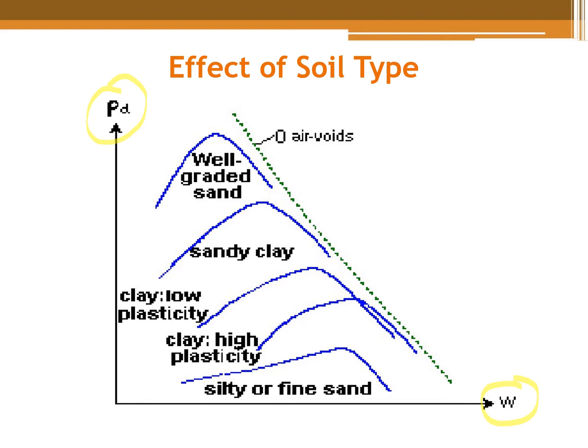And we see here we have different types of soil. The first one is silty or fine sand, and you have clay with high plasticity, clay with low plasticity, and sandy clay. If you see here, all of these types of soil have a lower value of dry density compared to well-graded sand. For well-graded sand, we have the higher dry density. So it means that if you have different types of soil, it will give you different values of dry density.